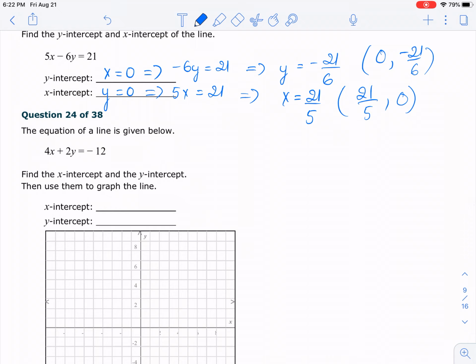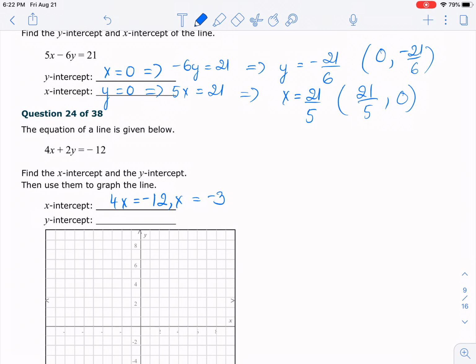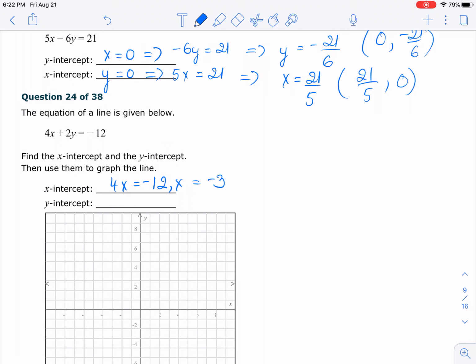So for the x-intercept, we let y equal to 0. So for x equals negative 12, x equals negative 3. And like I said, the x-intercept is negative 3, 0. For the y-intercept, we let x equal to 0. So we have 2y equals negative 12. So y is negative 6. So the point is 0, negative 6.